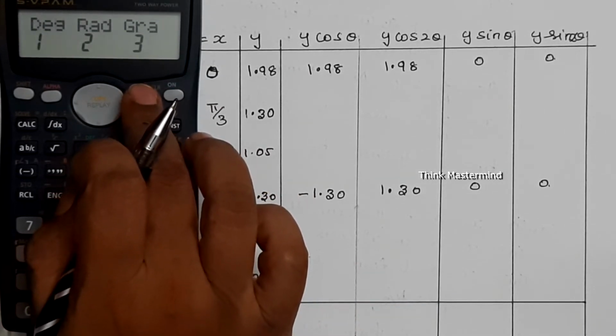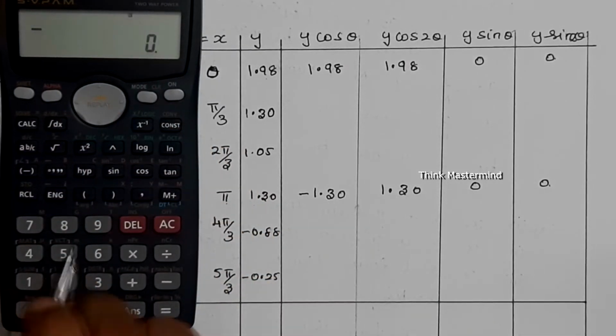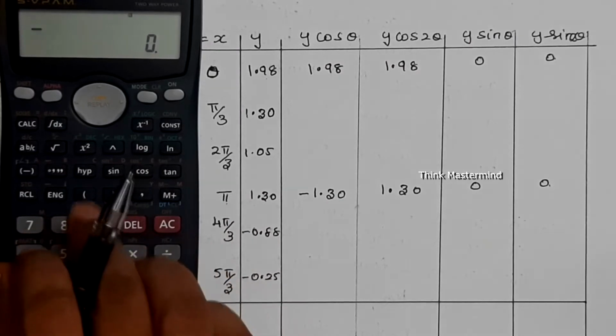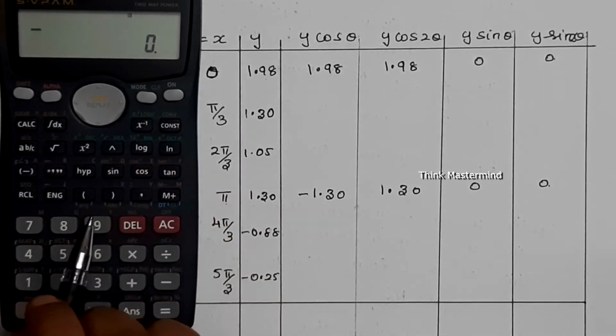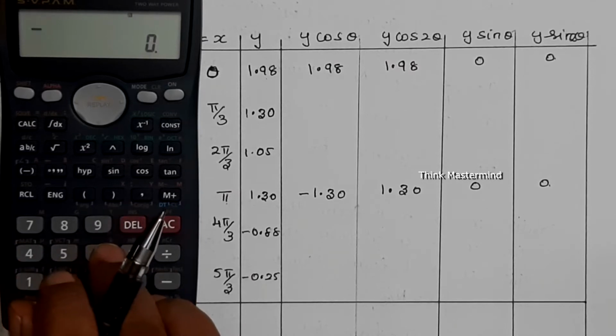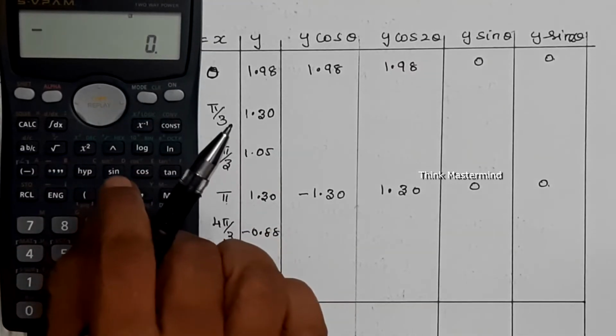It is given as in radian mode 2. So I am pressing radian 2, so it is in radian mode. Now we are going to find one by one value. Before that you have to fix the decimal point up to 4 decimal points according to your given problem. So here I am fixing 4 decimal points.